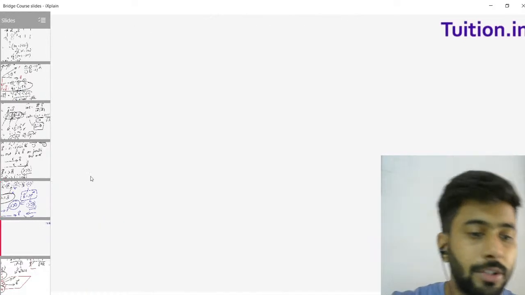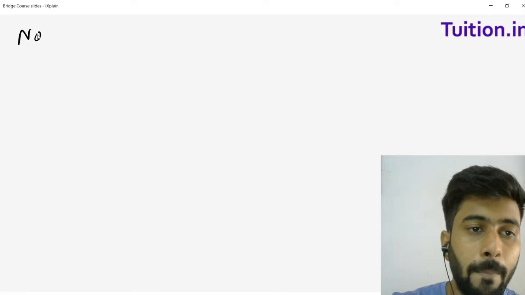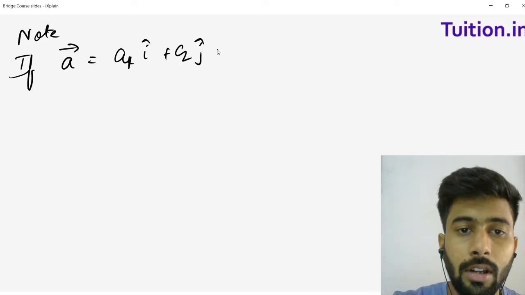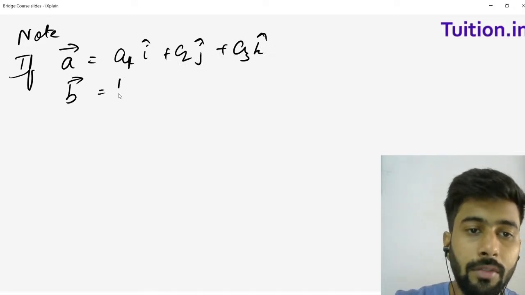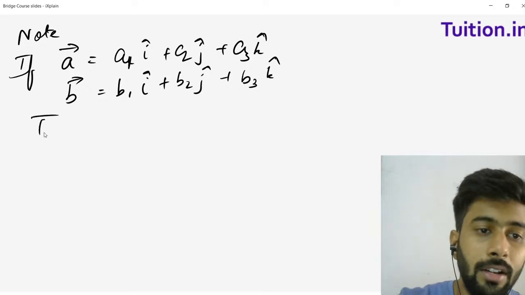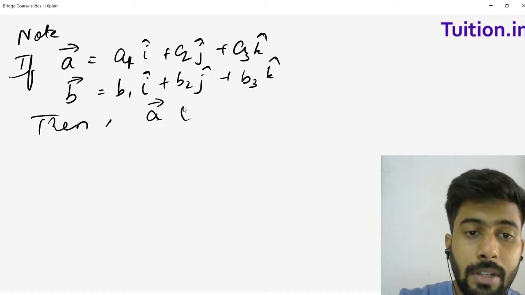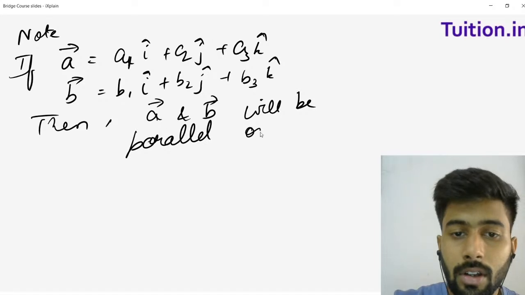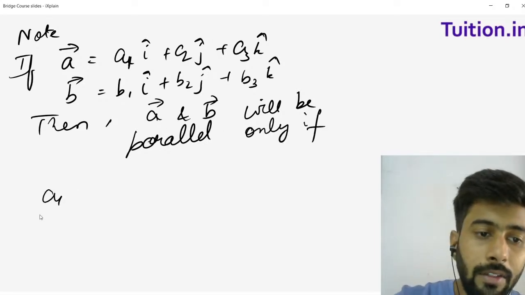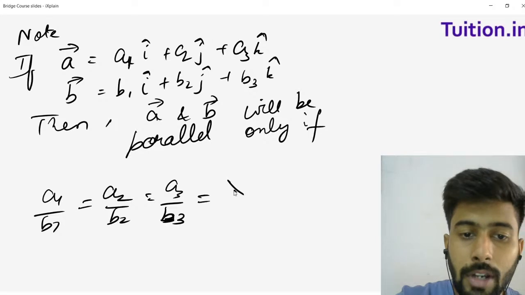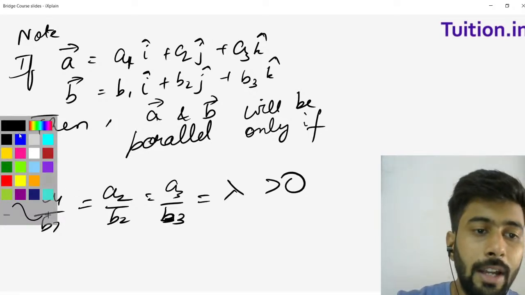In fact, I would like to give you a small, useful note here, guys. If you have a vector a bar equal to a1 i plus a2 j plus a3 k, and a vector b bar equal to b1 i plus b2 j plus b3 k, then a bar and b bar will be parallel only if a1 by b1 equals a2 by b2 equals a3 by b3, and that should be equal to lambda, and this lambda should be more than 0. Only then they are parallel.